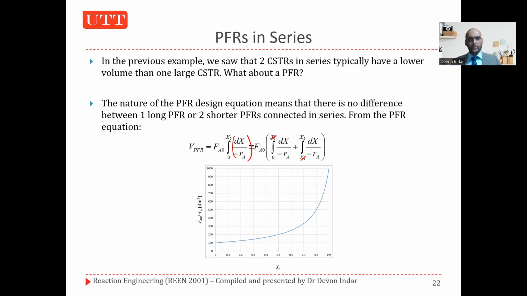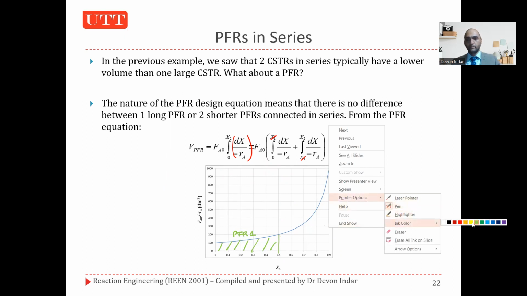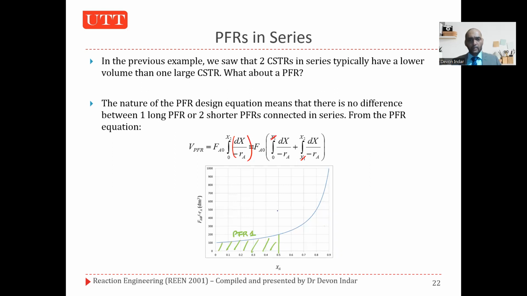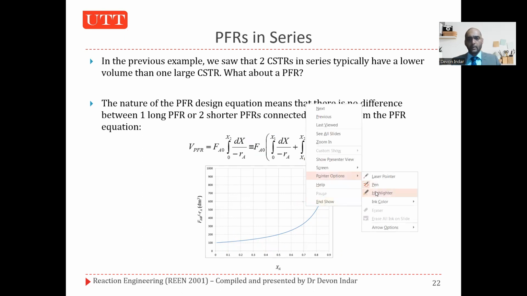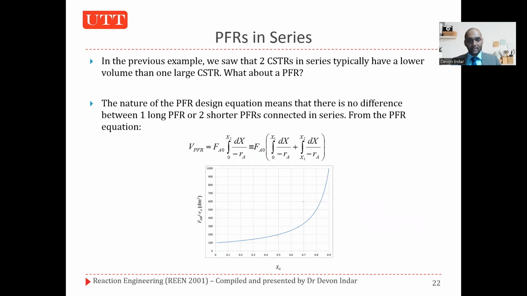Suppose we decided to break it at 0.5, which is what we were doing before. Well, our plug flow reactor volume for reactor number 1 would be this area under the curve. So this is plug flow reactor number 1. Our plug flow reactor number 2 would be this area here.